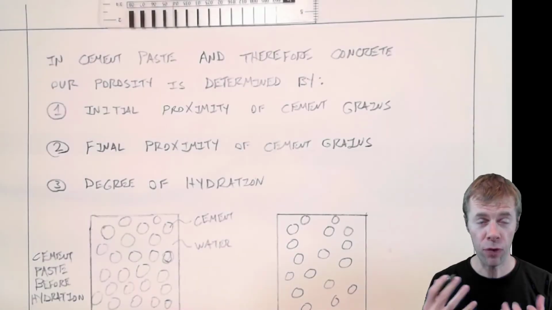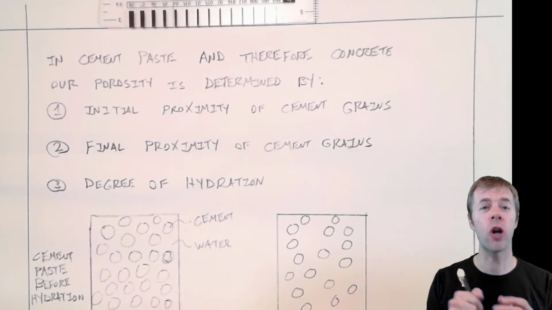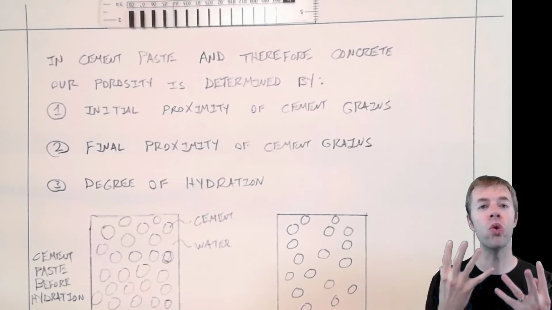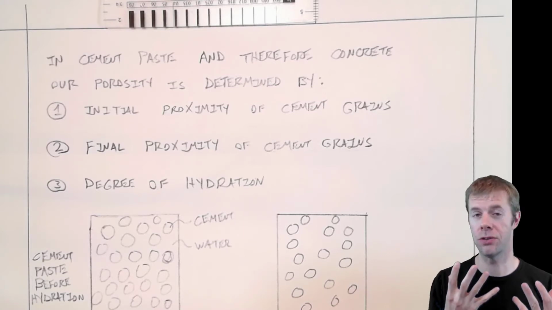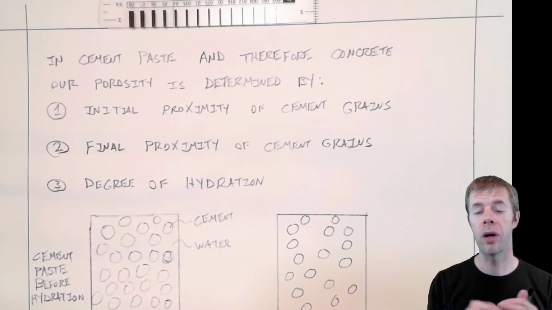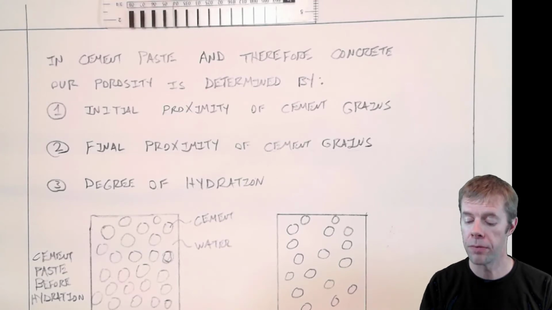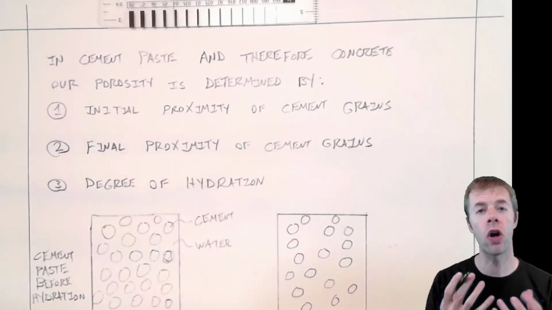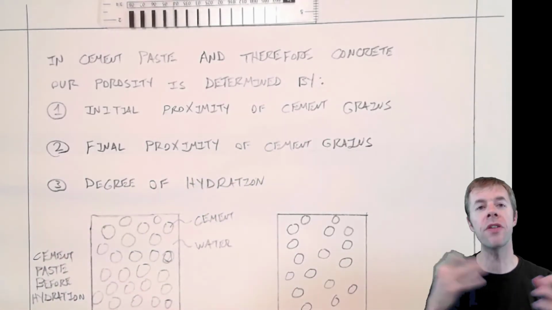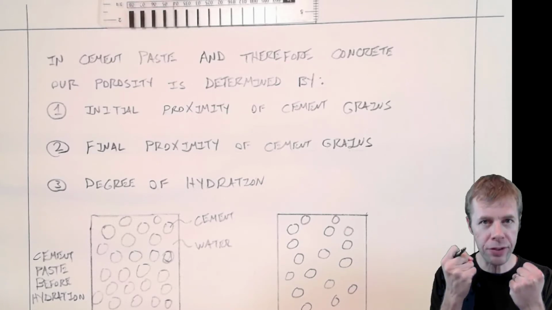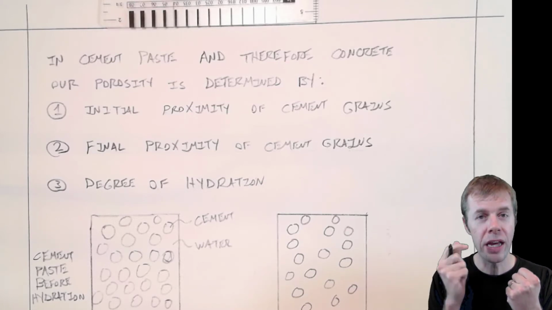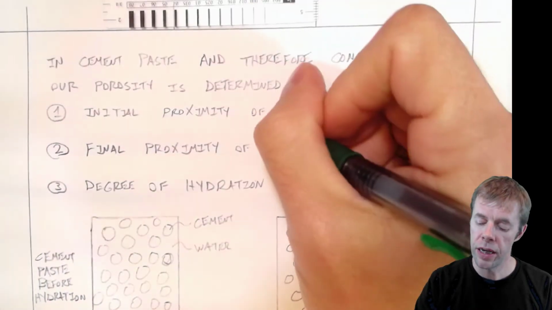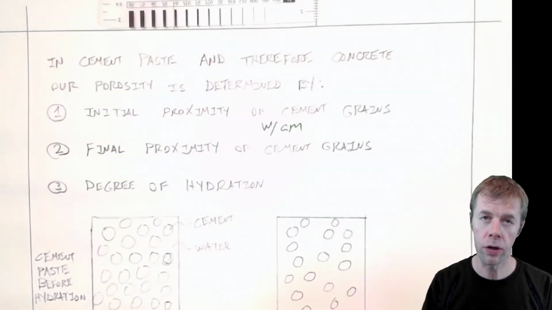In cement paste, and therefore concrete, our porosity is determined by these three rules. These three critical rules, some might even say they're laws of concrete, that help determine the amount of porosity. Number one, the initial proximity of the cement grains. That means when you're putting the mix together, the initial spacing of the cement grains is really, really important. And this, you're going to learn, is controlled by the water to cement ratio.